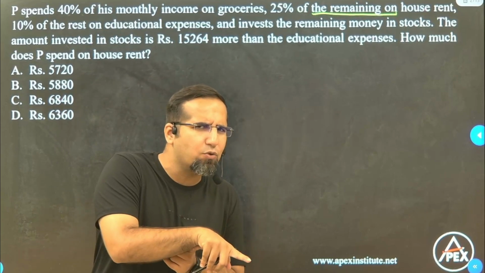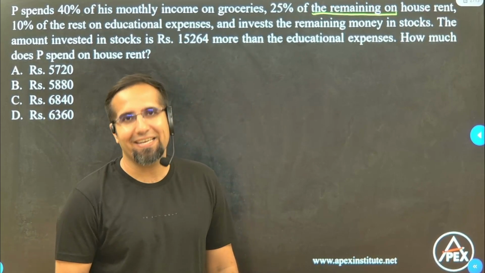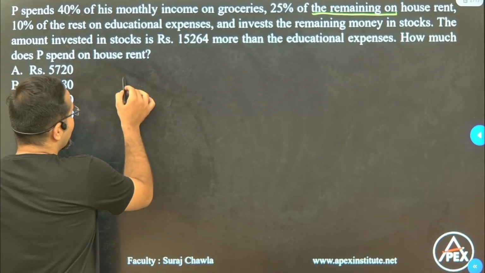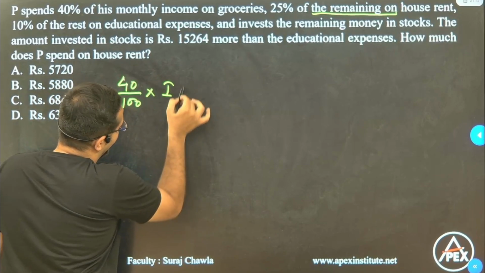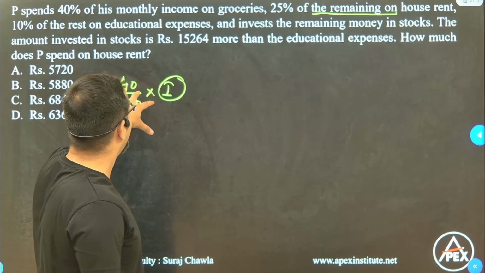Now what is the base value? The base value is the value on which percentage is calculated. For example, if I talk about 40%, 40% is calculated on his income. So here the base value becomes income. Clear? So this is the amount that he's spending on groceries.